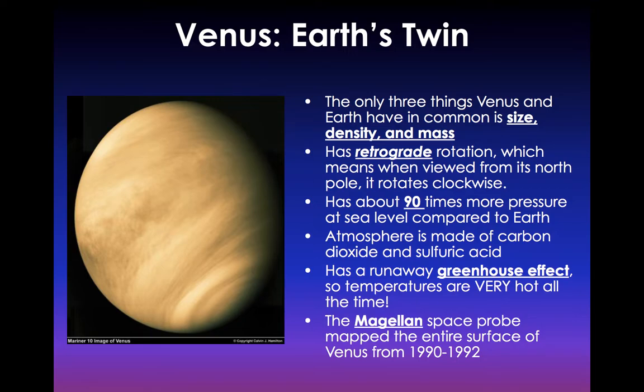It has retrograde rotation, which means when you view it from its north pole, it rotates clockwise. It has about 90 times more pressure at sea level compared to Earth, so you'd be really, really heavy on Venus. The atmosphere is made of carbon dioxide and sulfuric acid. Does not sound like a very pleasant place to live. It has a runaway greenhouse effect, so temperatures are very hot all the time. Again, not a very nice place to live. The Magellan Space Probe mapped the entire surface of Venus from 1990 to 1992. That was before I was even born.